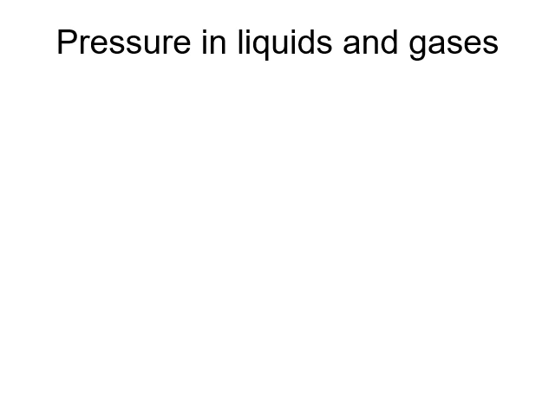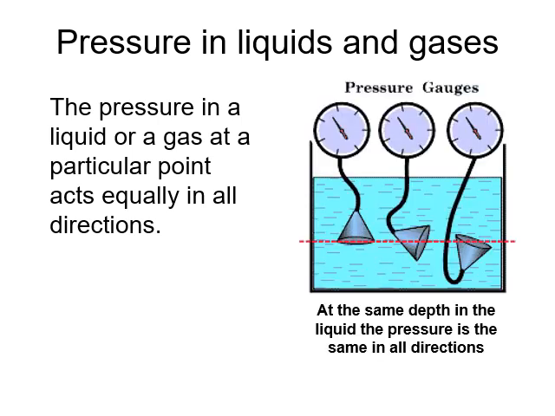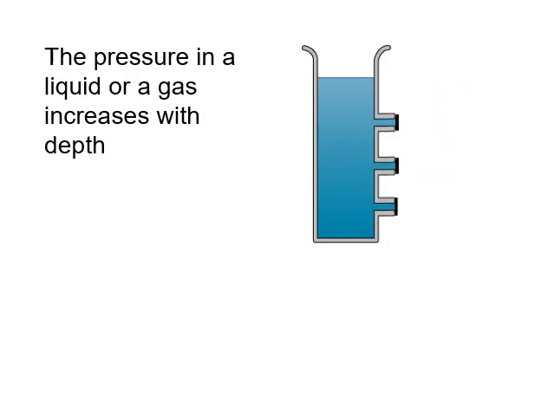In terms of pressure in liquids and gases, the pressure in a liquid or gas at a particular point acts equally in all directions. Okay, what does that mean? It just means that at the same depth, the pressure the liquid is exerting is the same in all directions, all three dimensions. But as you go down, the pressure is going to increase, and as you go up, the pressure is going to decrease. So the pressure in a liquid or gas increases with depth.